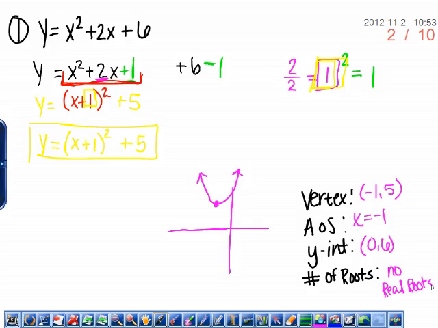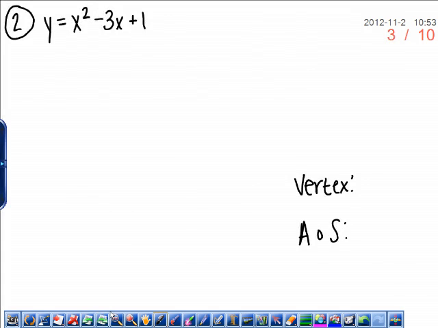No, not from my graph. You have to go through the processes like we did earlier this week. Okay, let's try it again. y equals x squared minus 3x plus 1.